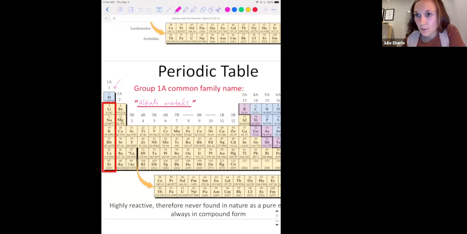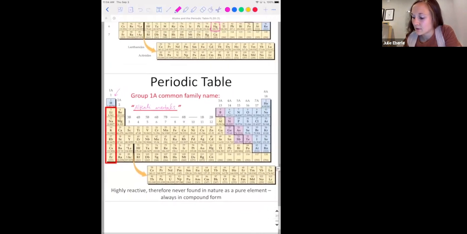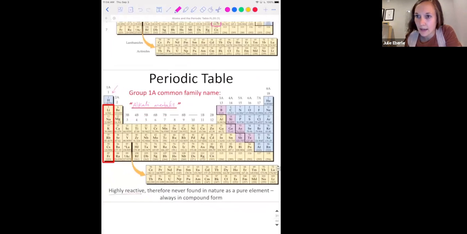If you look at these, you might even recognize some of them. Sodium, potassium, these are things we need in our diet, right? And here's what you need to know about the alkali metals. I have some characteristics down here. They're highly reactive, so they tend to combine with other elements. They react very easily, and because of that, we don't really find them as a pure substance in nature, out on our planet. They're usually in a compound, so they're always found in compound form. That's the alkali metals.